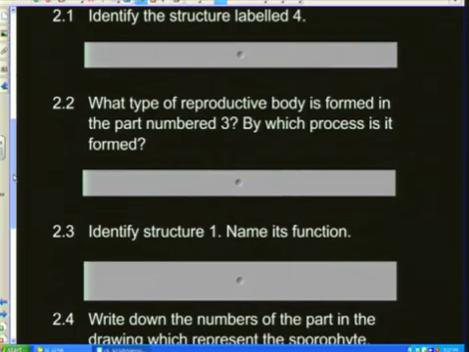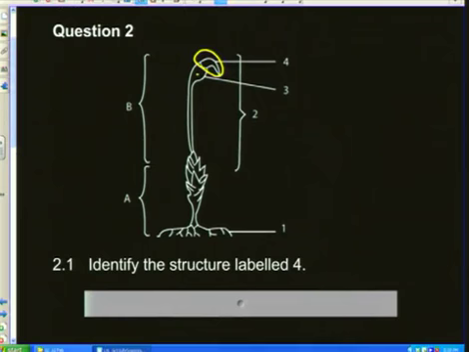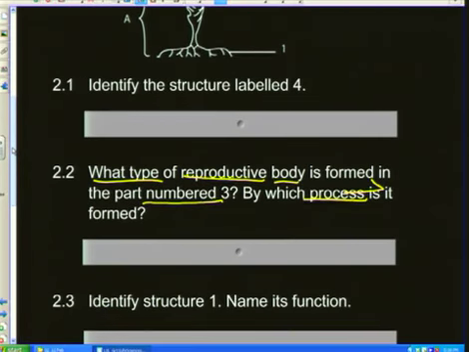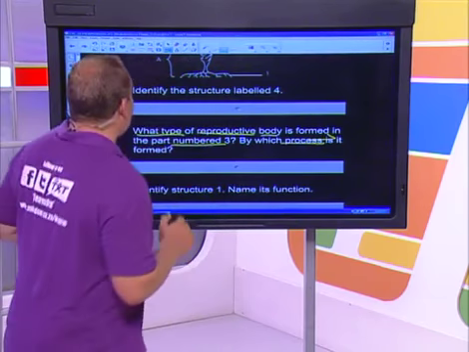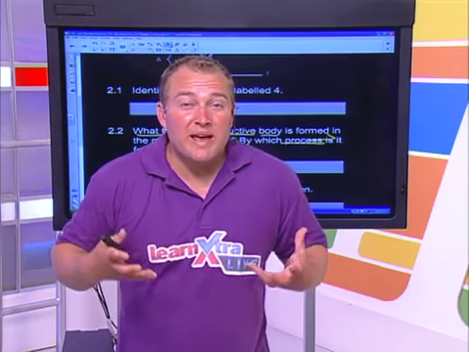Next one. What type of reproductive body is formed in the part numbered 3? By which process is this formed? So number 3 is in here. They want to know what type of reproductive body is made there and by what process. First of all, we are making the gametes.